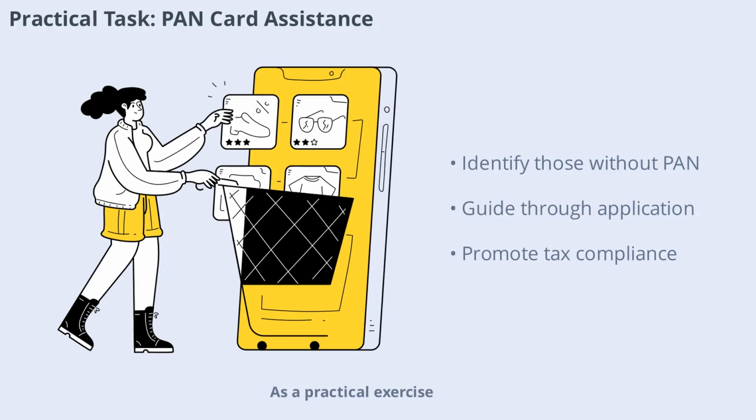As a practical exercise, identify 5 individuals above 18 years without a PAN card. Explain its importance, guide them through the online application process, and help them fill out Form 49A. This task reinforces your understanding of PAN's role in the tax system and helps others become tax compliant.